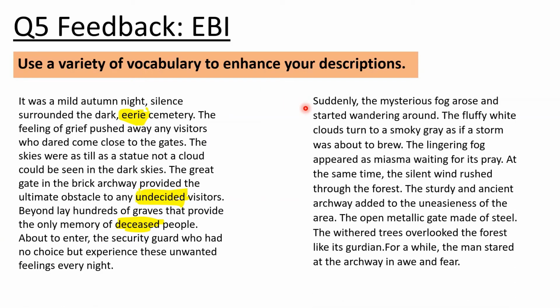And in this example, suddenly the mysterious fog arose and started wandering around. The fluffy white clouds turned to a smoke grey as if a storm was about to brew. The lingering fog appeared as a miasma waiting for its prey. At the same time, the silent wind rushed through the forest. The sturdy and ancient archway added to the uneasiness of the area. The open metallic gate made of steel. The withered trees overlooked the forest like its guardian. For a while the man stared at the archway in awe and fear.